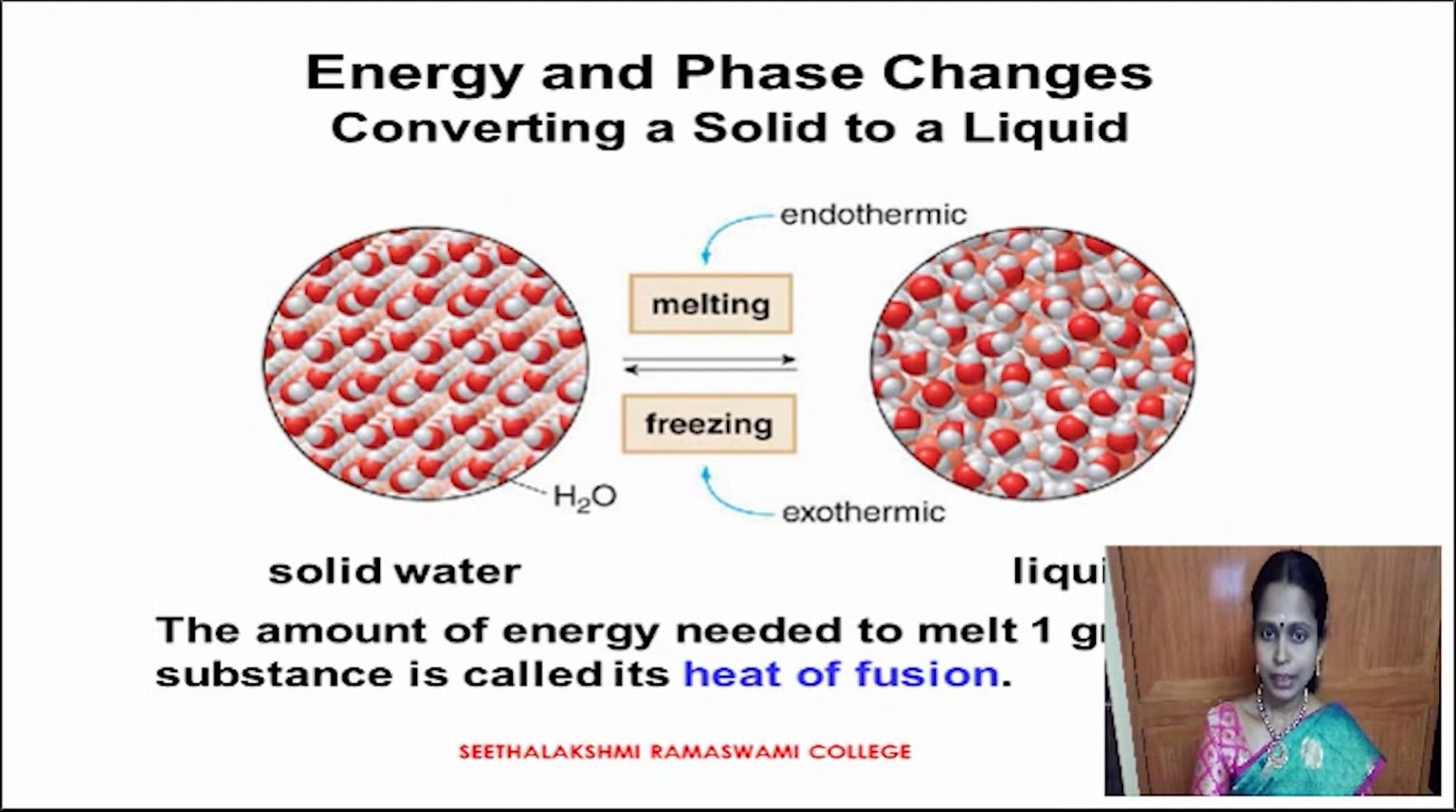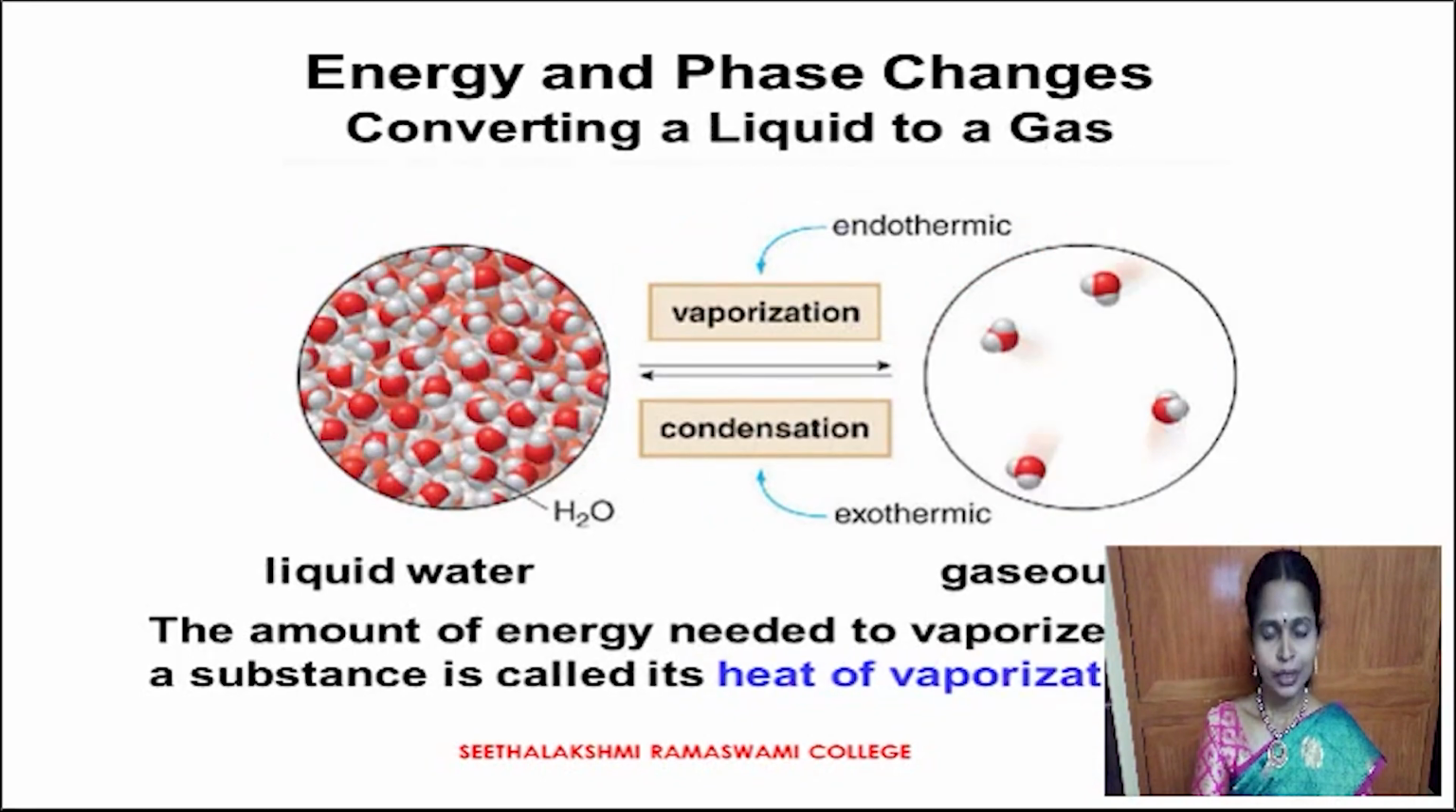When the reverse happens, that is the liquid is converted to the solid, it's called freezing, and this process is exothermic. The amount of energy needed to melt 1 gram of a substance is called the heat of fusion. The second type of phase change is exhibited in this slide right here, where the liquid is converted to the gaseous form. This process is called vaporization and is endothermic. The reverse, when the gaseous substance is converted to a liquid, is called condensation and it is an exothermic process.